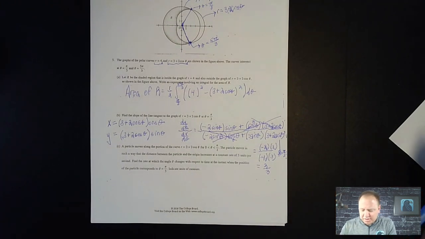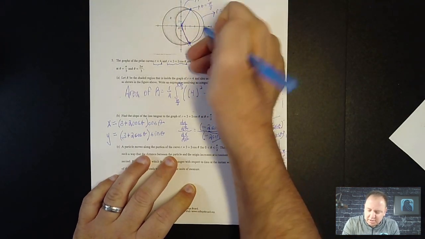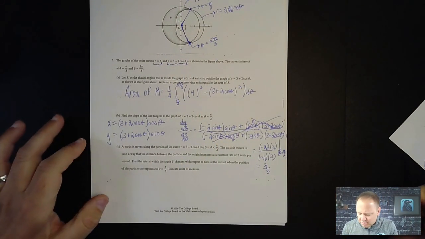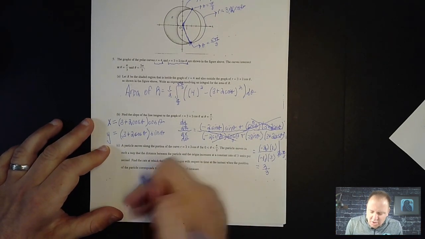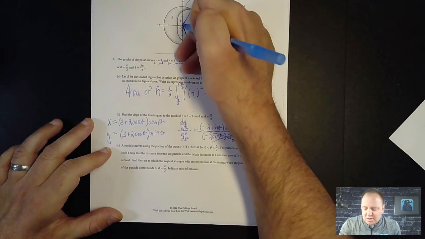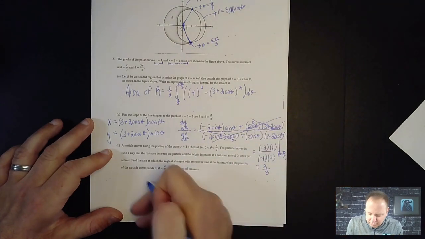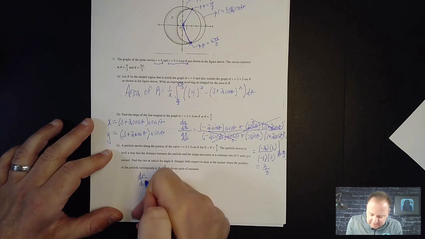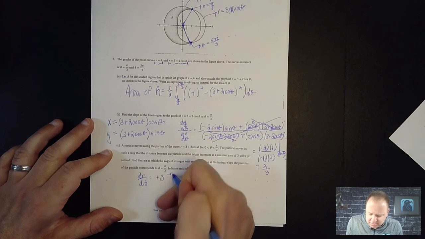All right, a particle moves along the portion of the curve, r is equal to 3 plus cosine theta in the first quadrant. So it's just moving along the curve from here to here. The particle moves in such a way that the distance between the particle and the origin increases at a constant rate of 3 units per second. Well, remember, it's polar, so the distance is always to the pole, or the origin. So they're telling me that my dr dt, you know this is a related rate, is a positive 3 units per second.